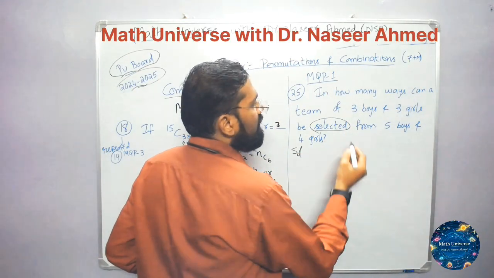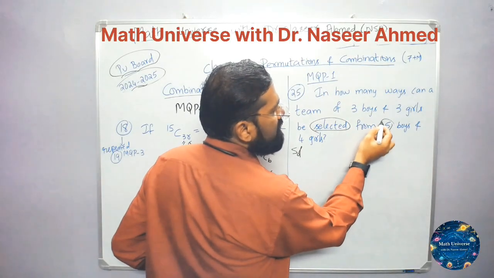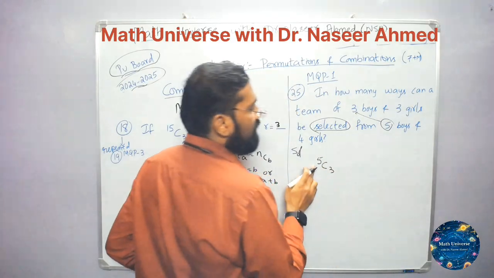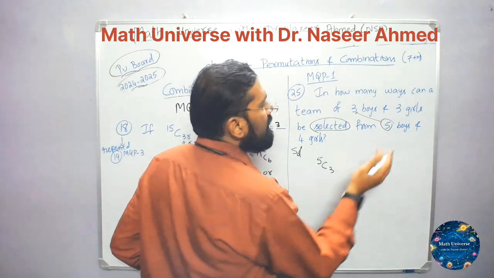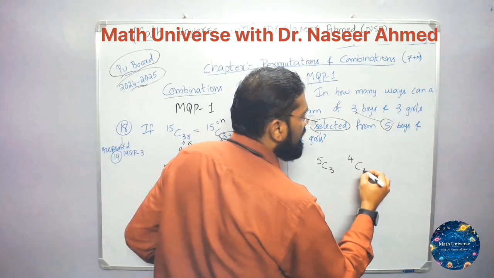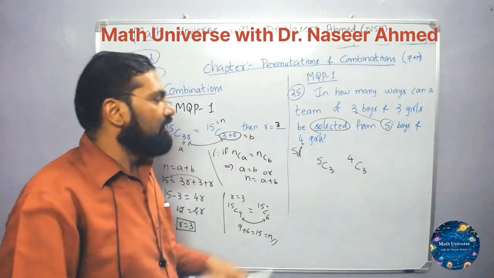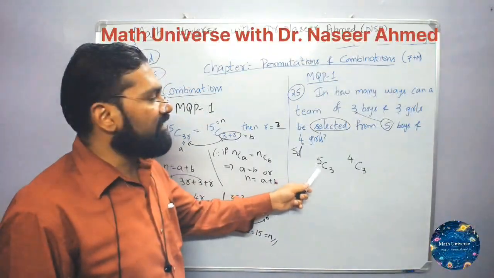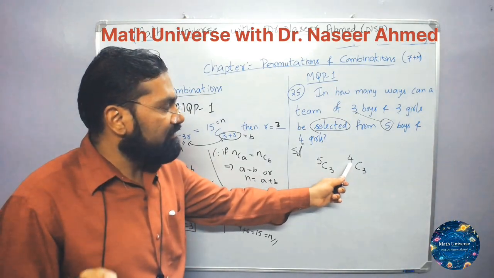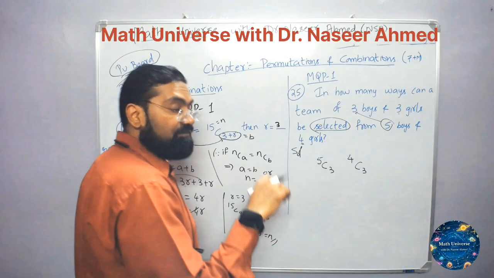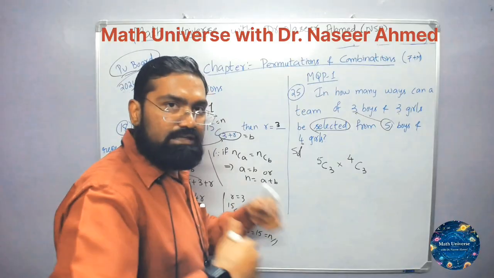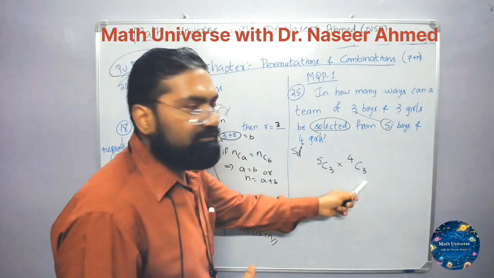Solution. See carefully. First, out of 5 boys, we want only 3 boys to be selected. So 5C3. Next, out of 4 girls, we have to select only 3 girls. You will write in the statement what I just said. Selection of 3 boys out of 5 is 5C3 ways. Selection of 3 girls out of 4 girls is 4C3 ways. Then by the fundamental principle of counting, we are going to multiply. Why? Both are going to occur following each other.